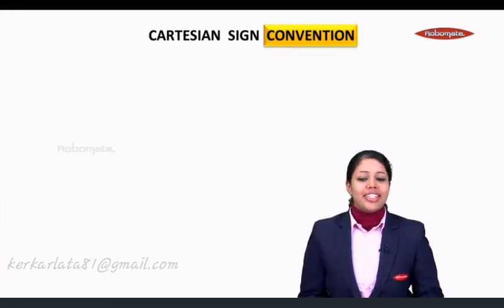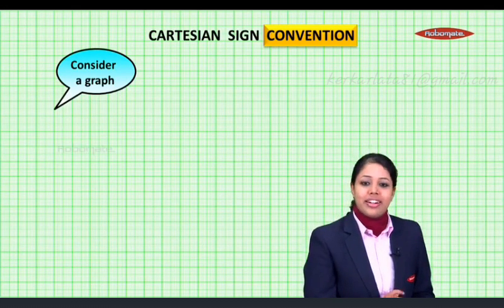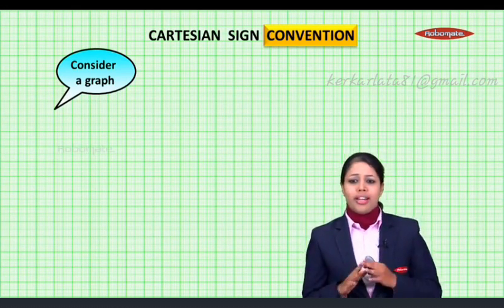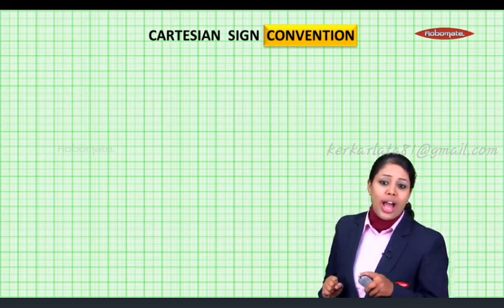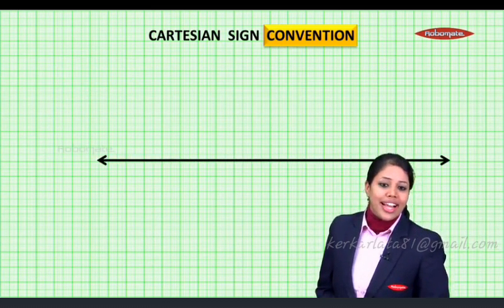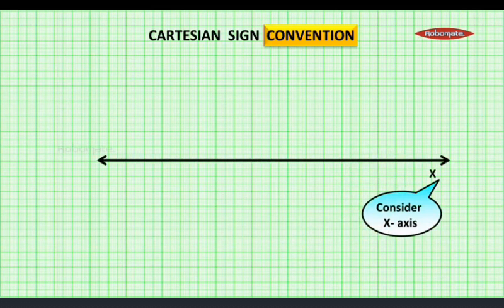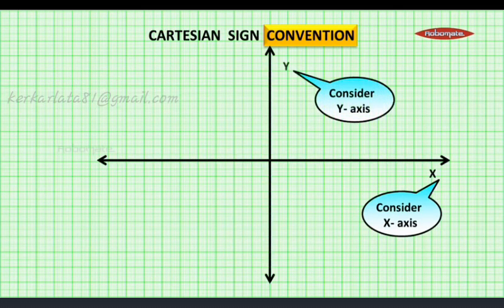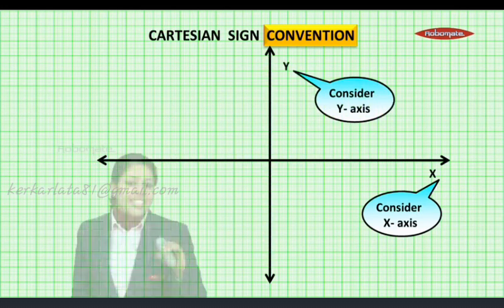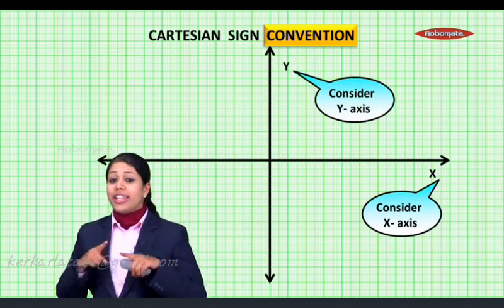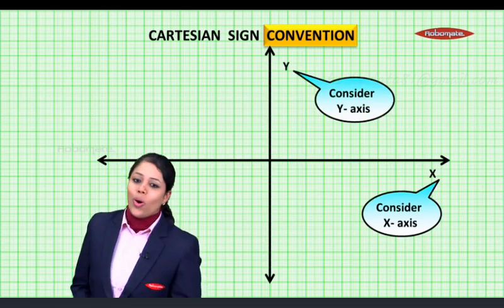To understand Cartesian sign convention, let's consider a graph. You're all familiar with the graph, right? A graph has two axes. First, the horizontal line is called the x-axis and the vertical line is called the y-axis. Now, the place where the x-axis and the y-axis intersect is called the origin.